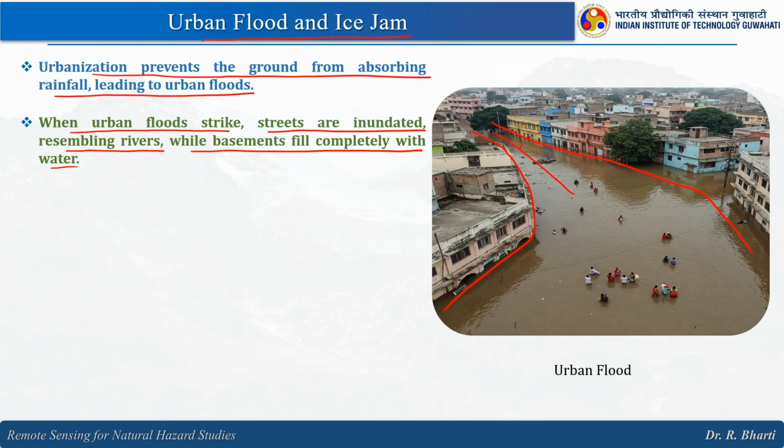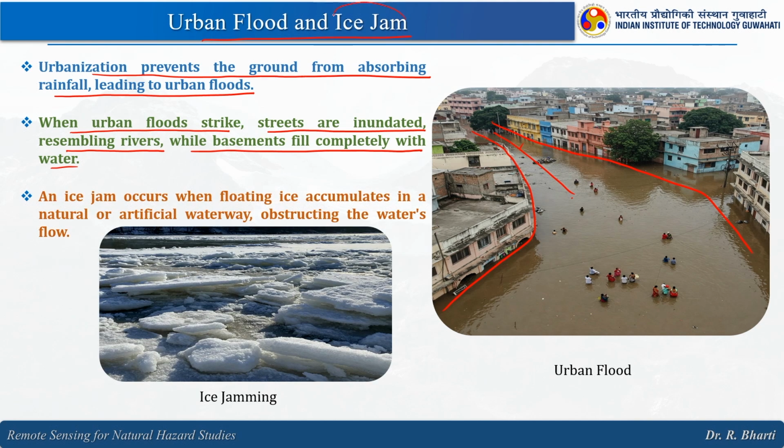And it is an urbanized area. So because of this flood, it appears like a river channel. When we talk about the ice jam, it occurs when floating ice accumulates in natural or artificial waterways, obstructing the water's flow. Because of this, if suppose here you put the ice, the formation of ice, then what will happen? Again you will have more water in these areas, right. So that is the case when we talk about the ice jam.